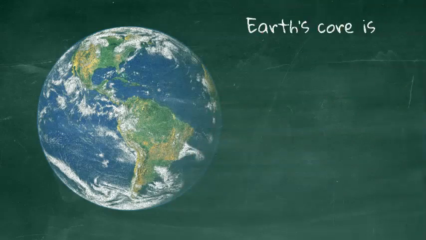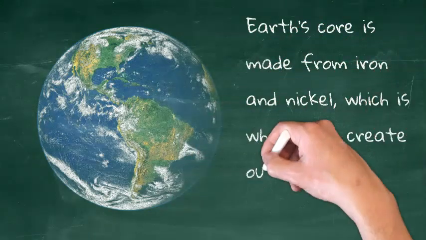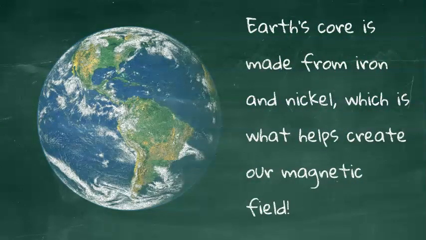So let's go back to Earth one last time. You see, Earth's core is made from iron and nickel, those metals that we talked about being magnetic, and that's what helps create our magnetic fields. The convection currents in the center of our core actually move around and help to dictate that magnetic field. So the next time that you see northern lights, just think we're standing on a great big magnet.